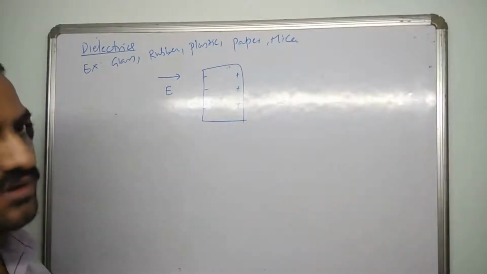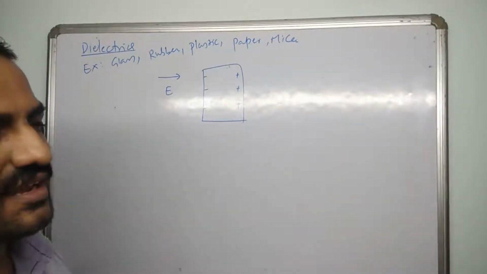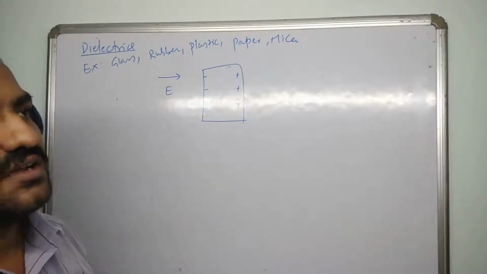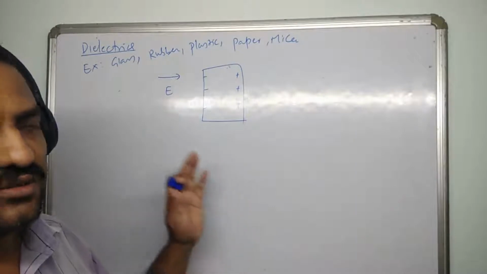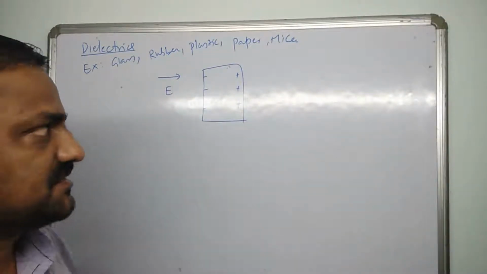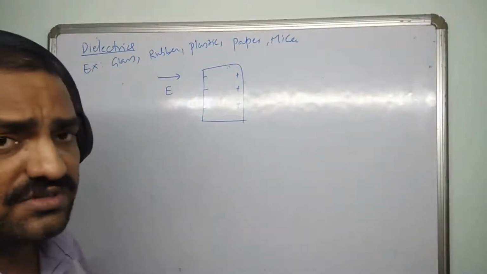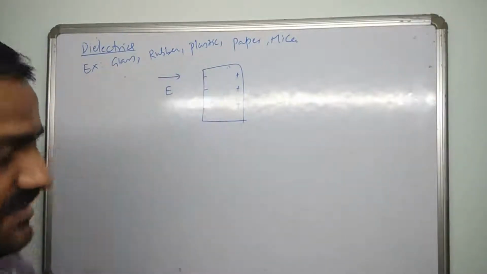So dielectrics are polarizable, but basically they are electrically insulating materials. They do not conduct electricity, but they can be electrically polarized. So basically they are electrical insulators. This is the first thing about dielectric. These are some of the examples.